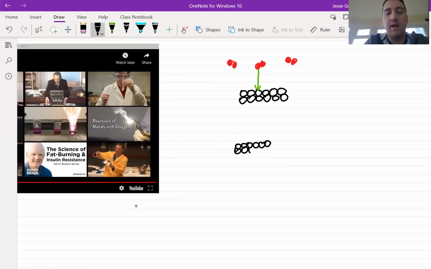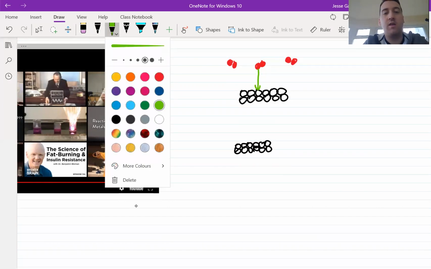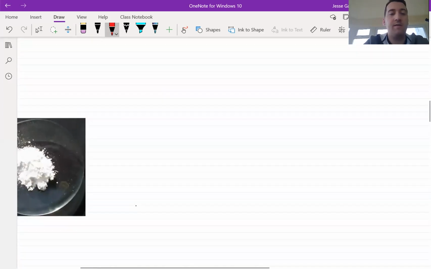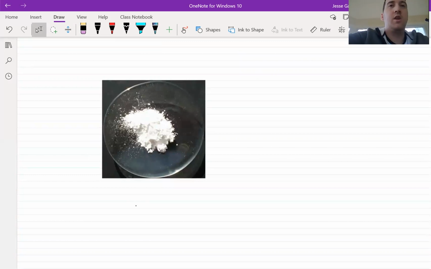So here is the magnesium again. And now what you've got is some of the oxygen particles colliding and reacting with the magnesium particles. And when they do this, they make this substance down here. So this is the new substance. Let's look at its properties.